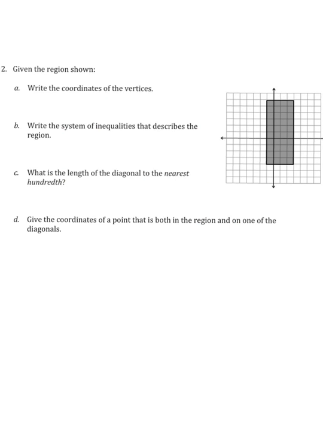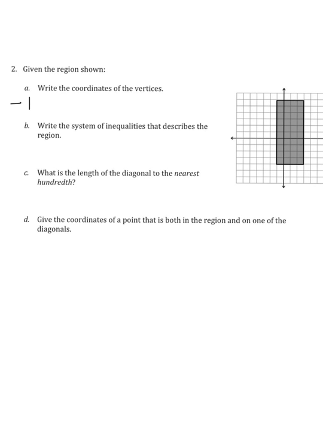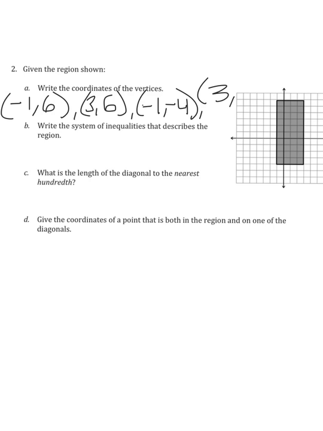Given the region shown, write the coordinates of the vertices. -1, 6. 3, 6. -1, -4, and 3, -4.